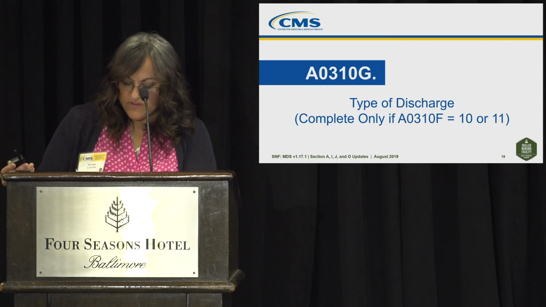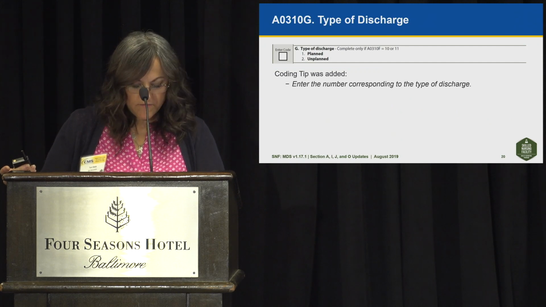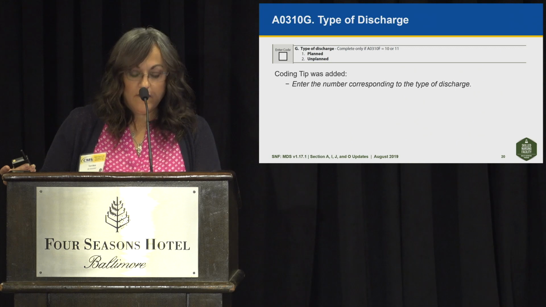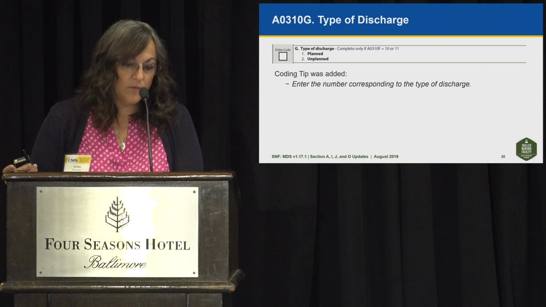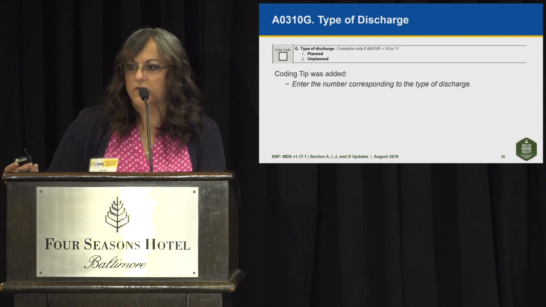Okay, A0310G, type of discharge. The only change here really was that a coding tip was added to enter the number of the type of discharge that you're going to complete. So 1 for planned, 2 for unplanned. Again, something you already knew, but it wasn't in the manual.